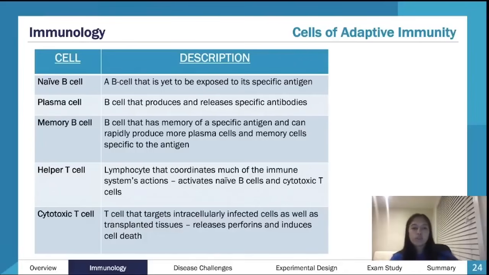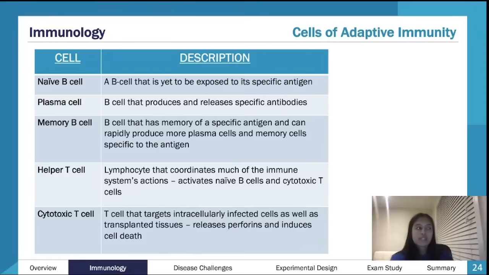Helper T cell, super important, basically your coordinator of the whole adaptive immune response. They activate B cells, they activate other helper T cells, and they activate your cytotoxic T cells. Your cytotoxic T cells, remember I said, were a little bit similar to your natural killer cells. They also use perforins and granzymes to induce apoptosis in infected cells.